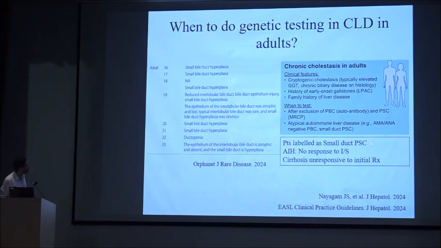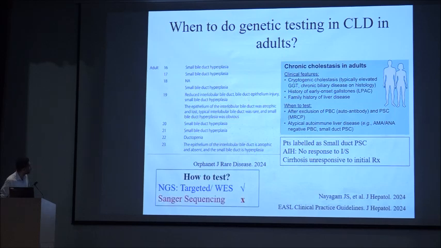There is nothing called small duct PSC, because possibly these children all have ductular proliferation due to MDR3 mutation, because you can see that in adults, when they undergo histology with MDR3 homozygous patients, almost all have small bile duct hyperplasia, and some have ductopenia when the disease has progressed. So patients labeled as small duct PSC, patients who are not responding to AIH on immunosuppression, and all cirrhosis which are unresponsive to their initial specific treatment should also be evaluated, I think.